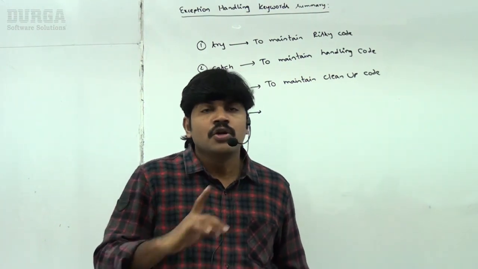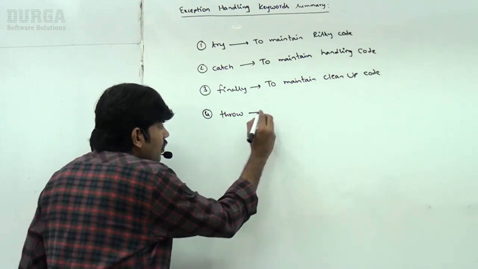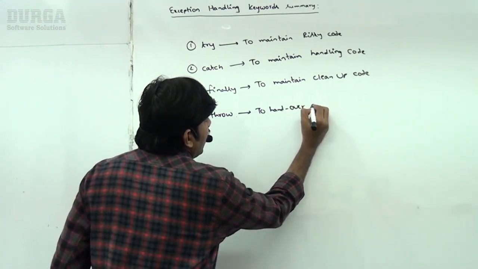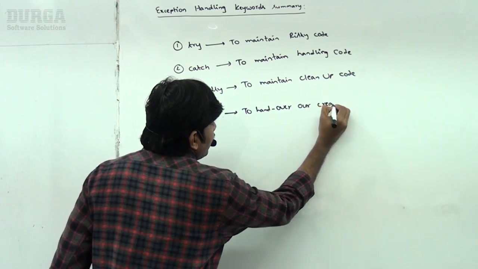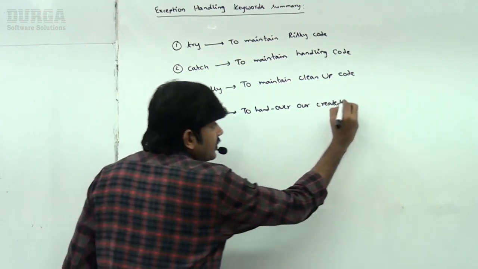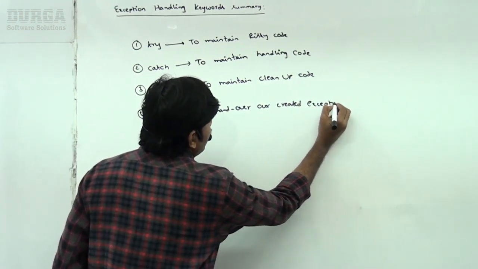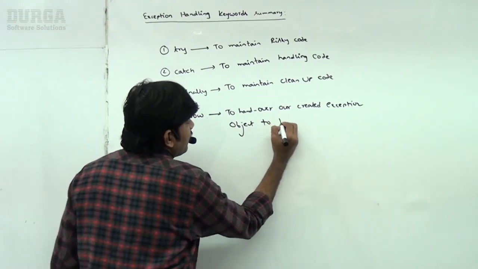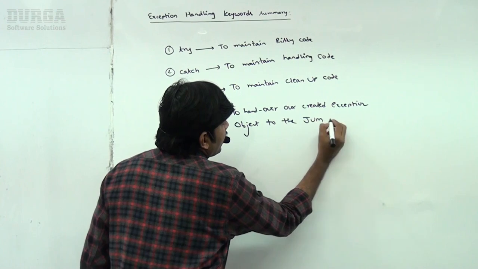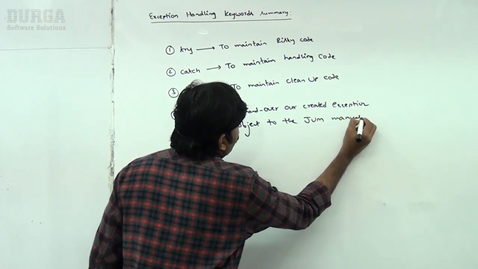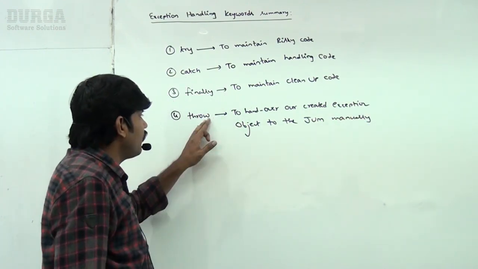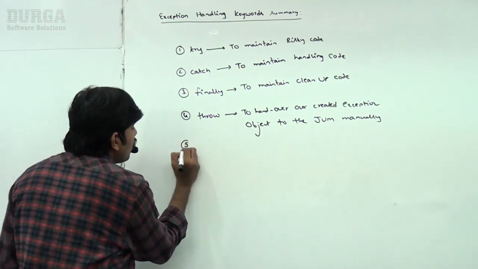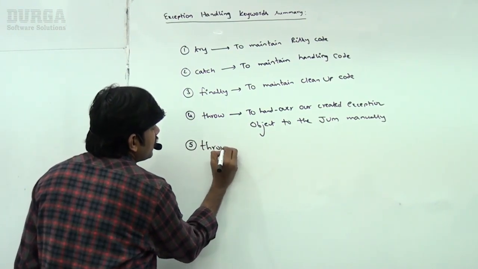We should go for what? Throw keyword, right? So the throw keyword is to hand over our created exception object to the JVM manually. Then we should go for the throw keyword, right? Okay, clear, sir. Now the throws keyword.